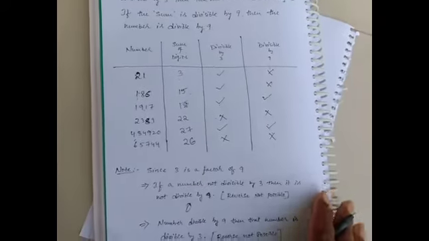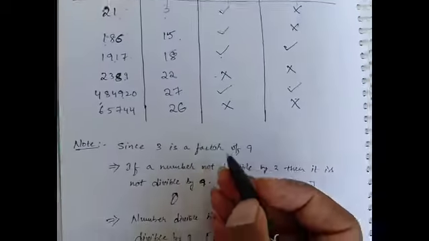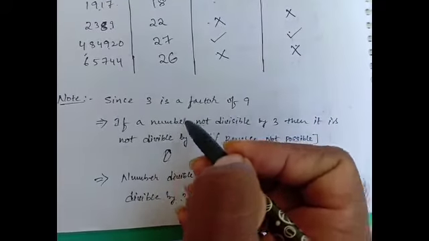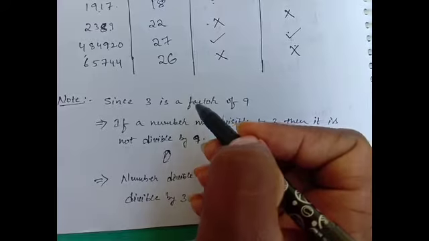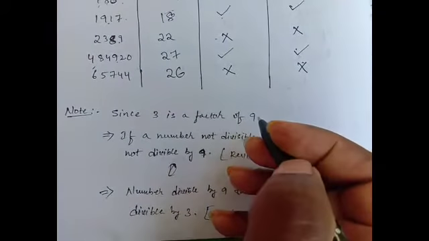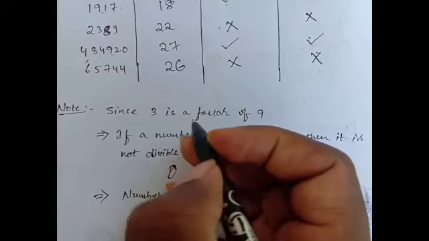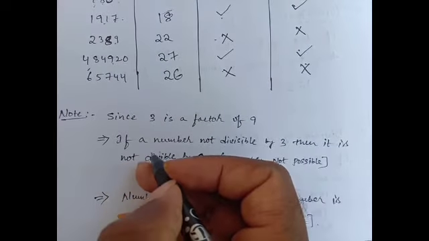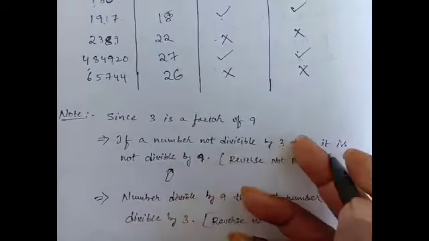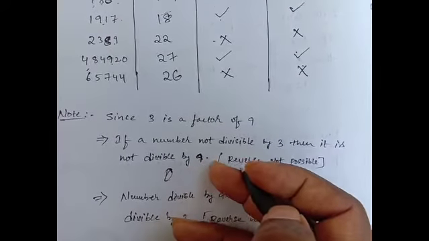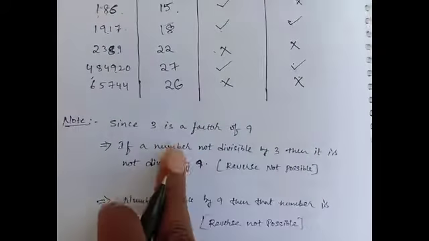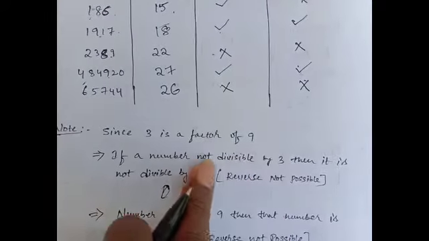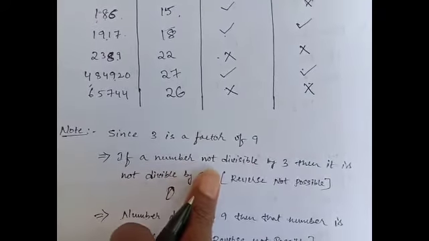Here we should note some points. Since 3 is a factor of 9, as we all know, 9 is divisible by 3. If a number is not divisible by 3, then it is not divisible by 9. Hence 3 is a factor of 9. If any number is not divisible by 3, then definitely that number will not be divisible by 9 also.